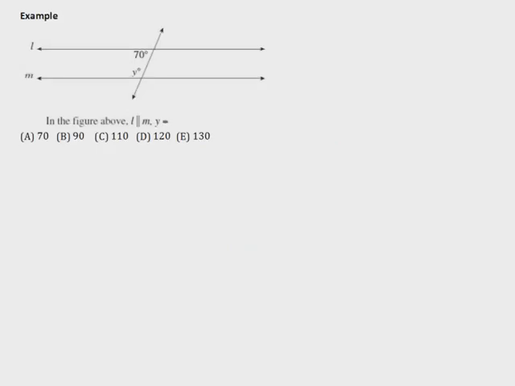Okay, let's use all this information in some problems. In the figure above, L and M are parallel. Y is equal to... this symbol means parallel. This means L and M are parallel lines. Find Y. So basically we need to identify Y and the 70-degree angle.